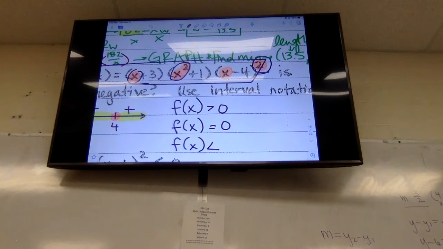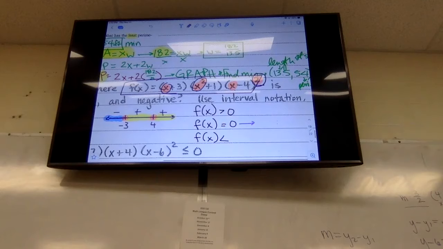My zeros are actually the zeros you found at the very beginning. What are my two zeros? Good. -3, 4. The best interval notation would be to put these fancy braces around it, but you can just list it as -3 and 4, that's fine.